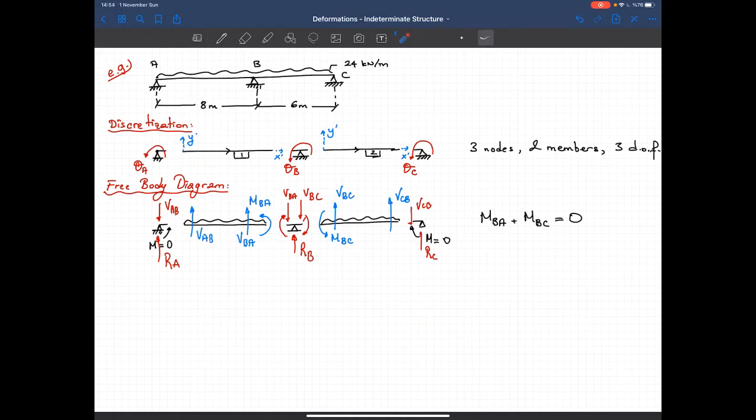So I need to relate these end moments with theta B. Okay, so in order to do that, I will be using the differential equations for bending deformation. But in order to do that, I need the equation for the moment. So let's take a look at it. Let's start from member 1.